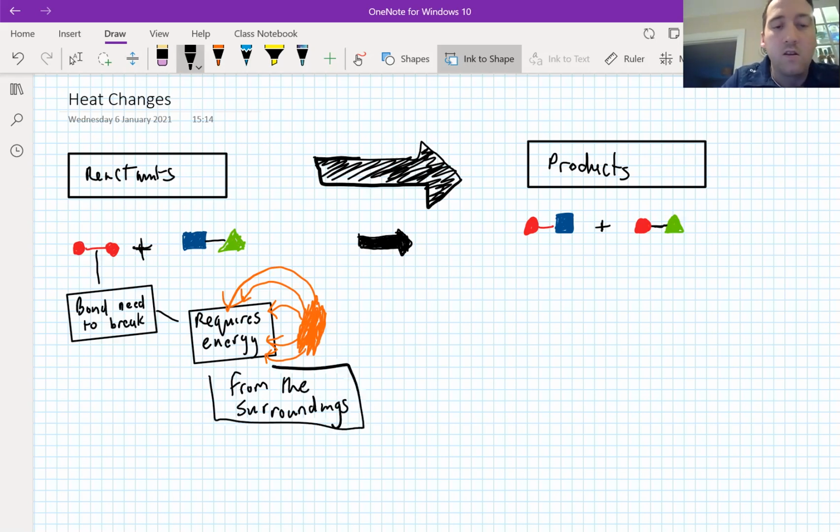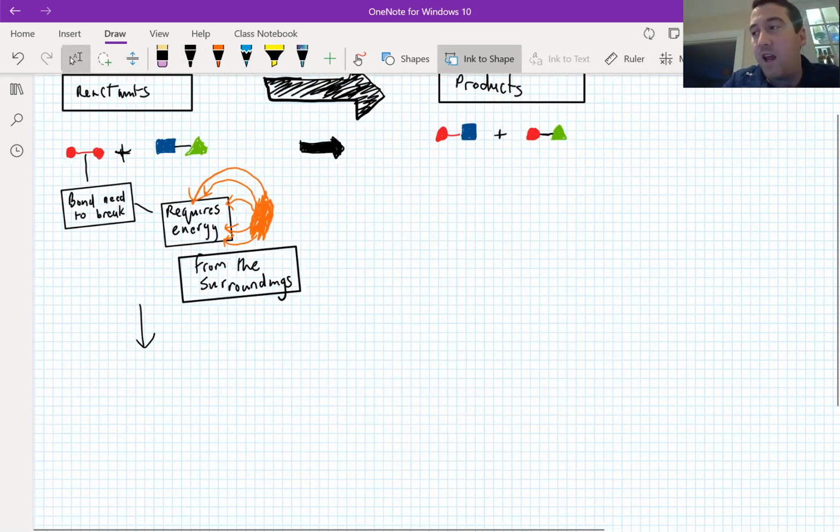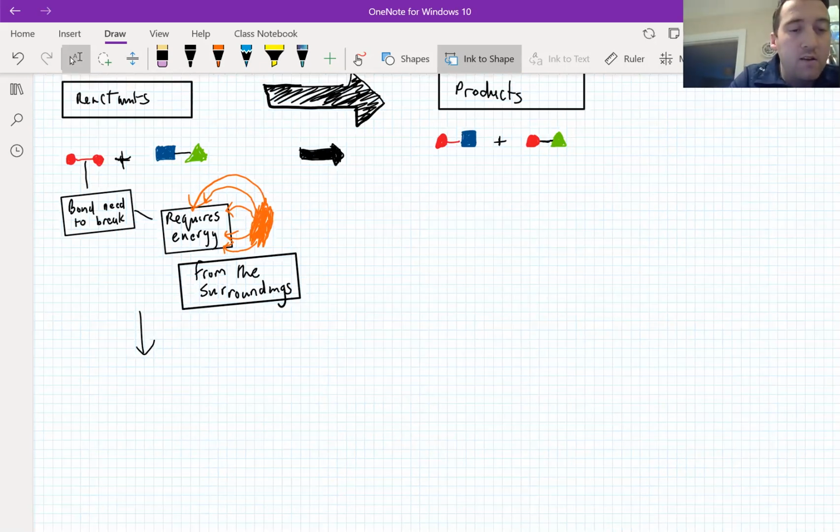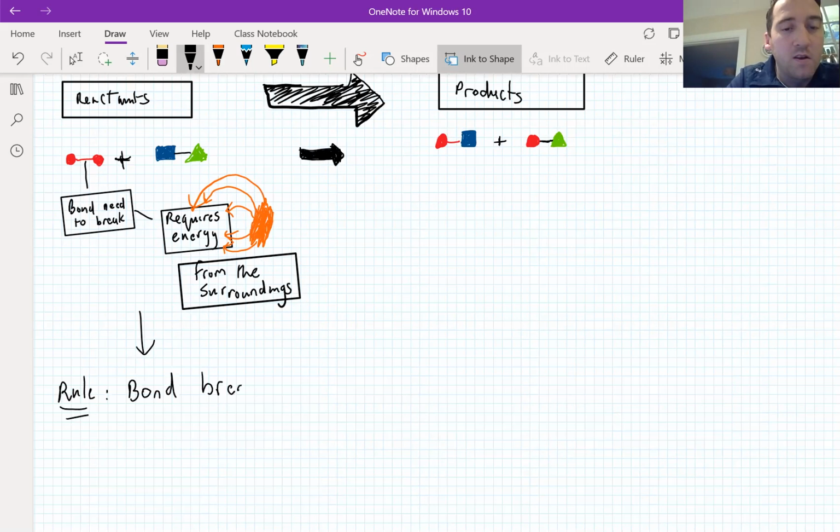That means that this process takes in heat. So we've got a rule here, and that's that bond breaking always takes in energy from the surroundings.